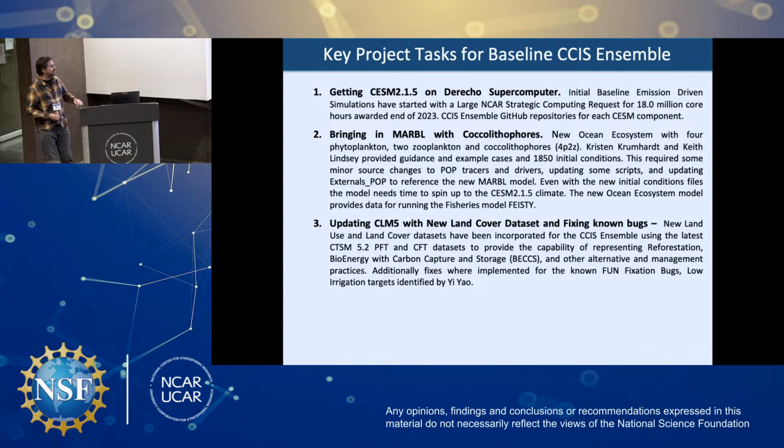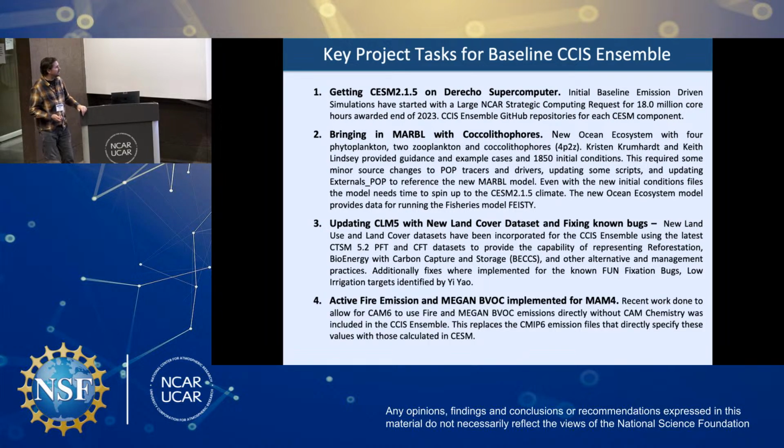And finally, we had some known bugs, such as the FUN fixation bug and low irrigation targets that we wanted to address. Finally, we wanted to work out how to use the fire emissions and MEGAN to have this extra feedback. So this is working out how to use CAM6 with fire and MEGAN to basically do aerosols without doing the full CAM chemistry, which is really expensive. So this basically replaces the values that come into the CMIP6 emission files, when you would be just normally running the model, with values that are directly being specified by those 2 models.